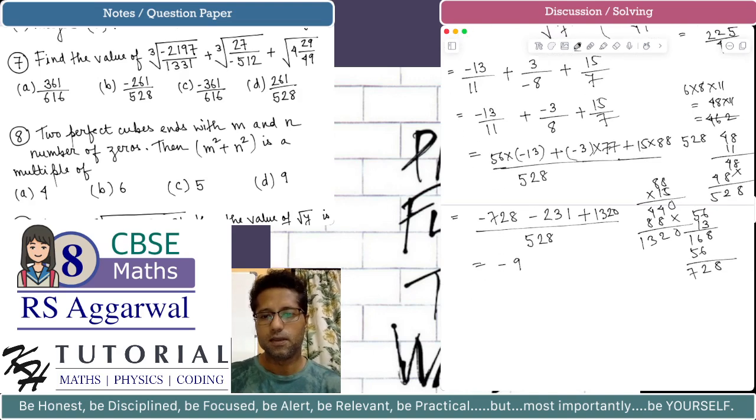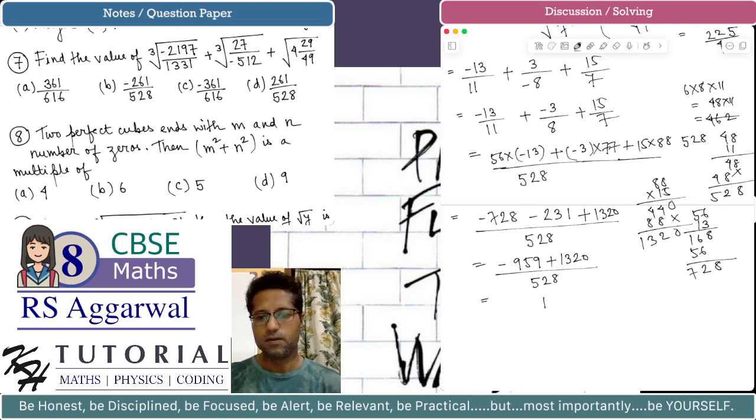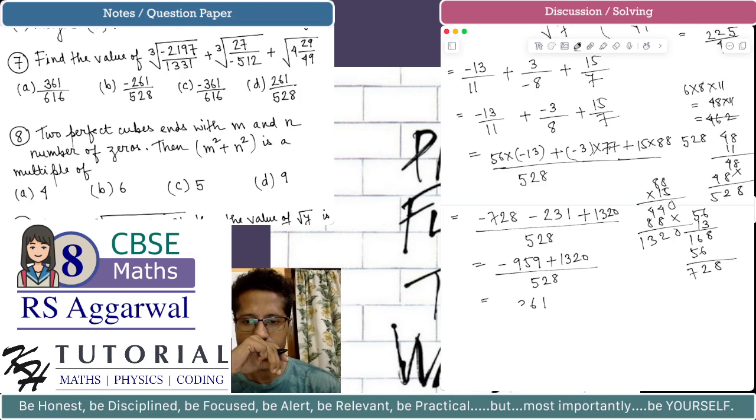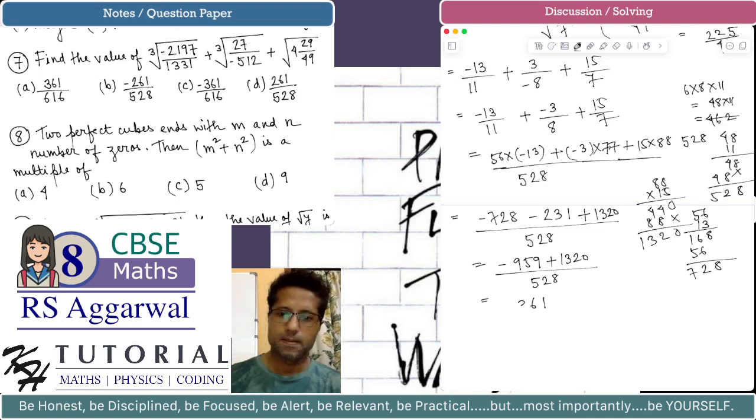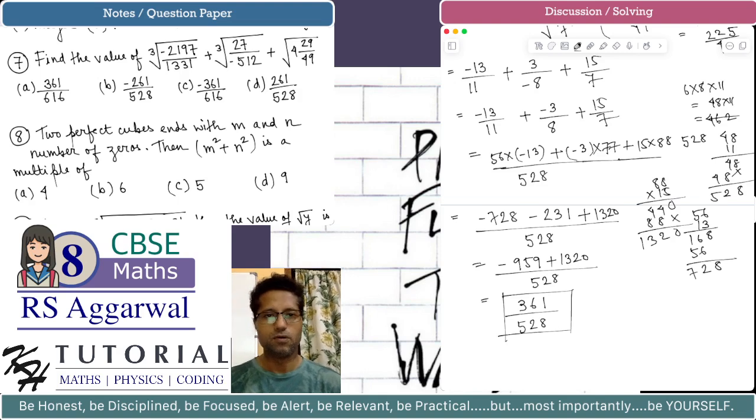So this is equal to minus 959 plus 1320 divided by 528. This is equal to 361 by 528. This is the final value of the given expression.